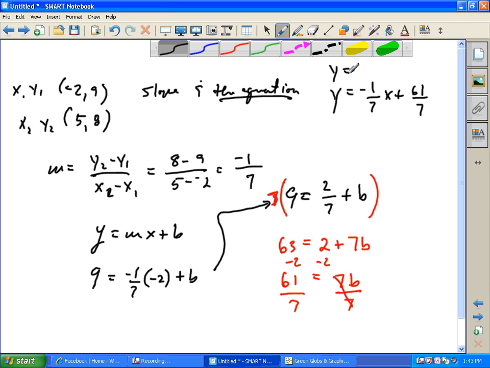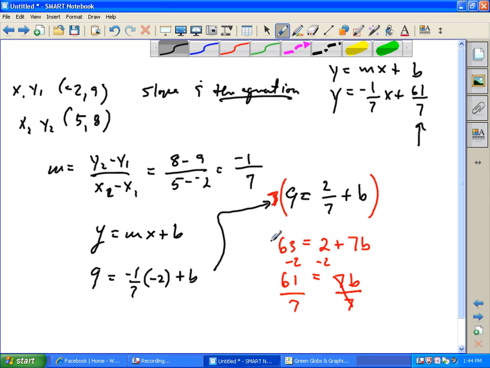Y equals mx plus b, m being the slope, b being the y-intercept. So this thing here should cross the y-axis at, and you can see why you wouldn't want to graph this by hand, because it's going to be very difficult to graph it by hand. But 61 over 7, that's a little less than 9.